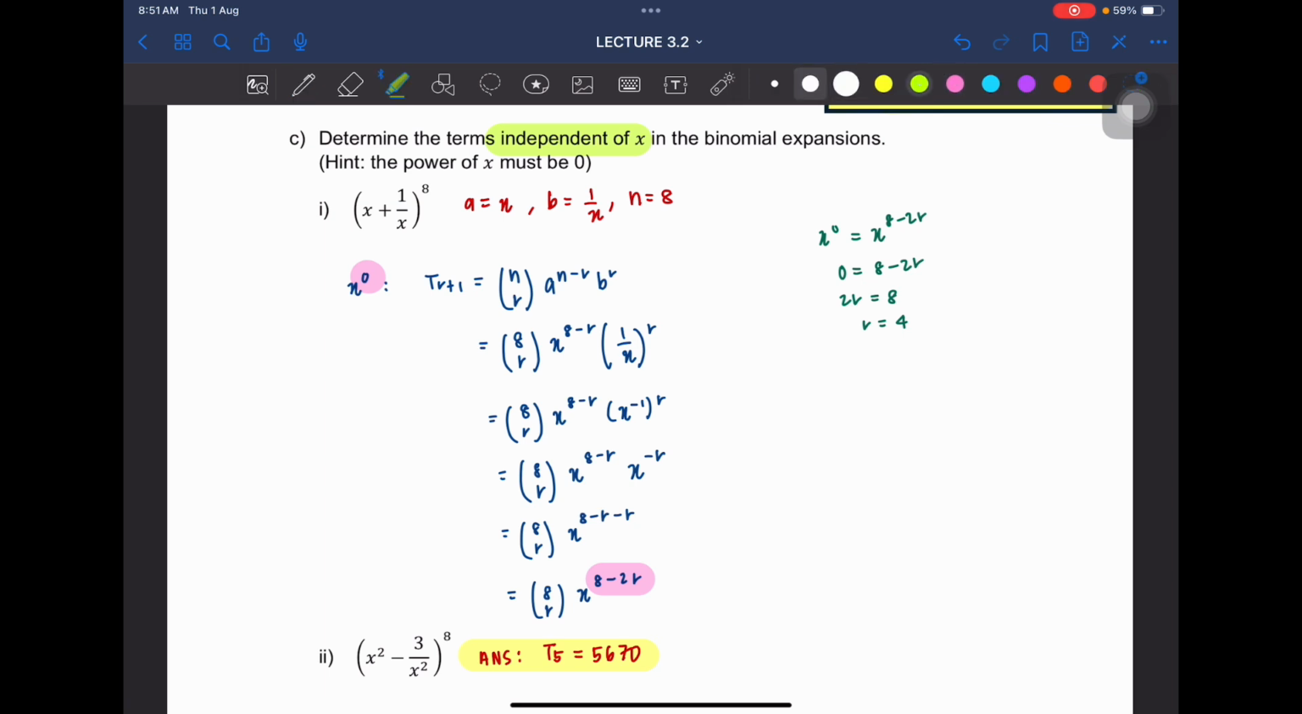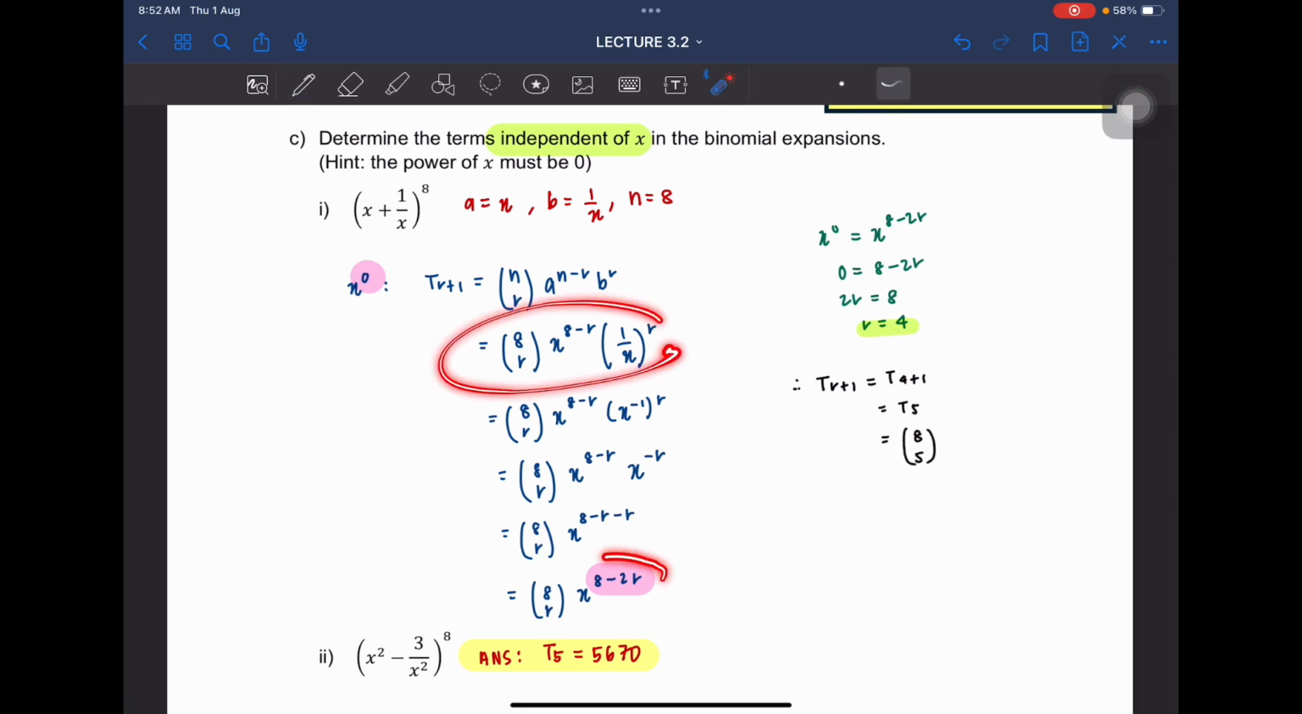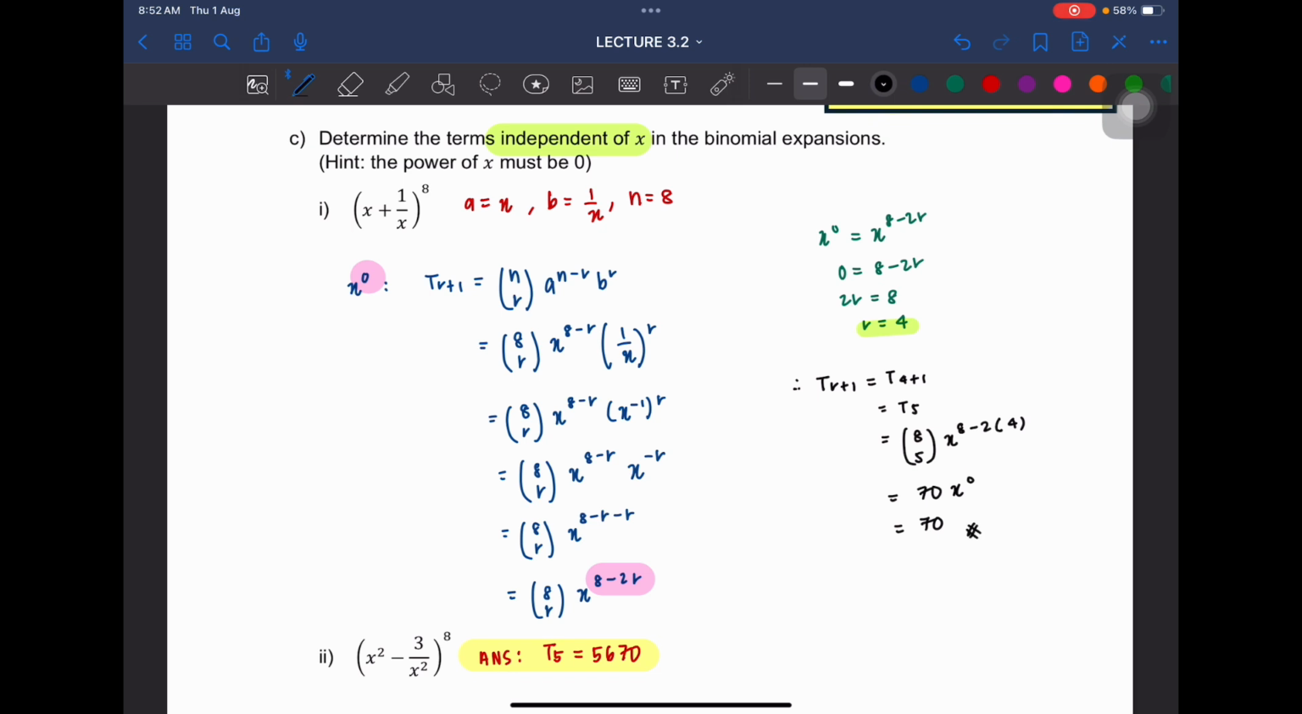So we already get our r. Okay, now we insert back into our equation of the term. So we have t r plus 1, so we have t 4 plus 1 or t 5. Okay, so our t 5 is 8 choose 4. So you don't need to use this formula, you just need to use the latest one. Okay, just insert your r into this. So we have x to the power of 8 minus 2 multiplied by 4. So 8 choose 4 is 70 and x to the power of 0. So we have 70 as our final answer.